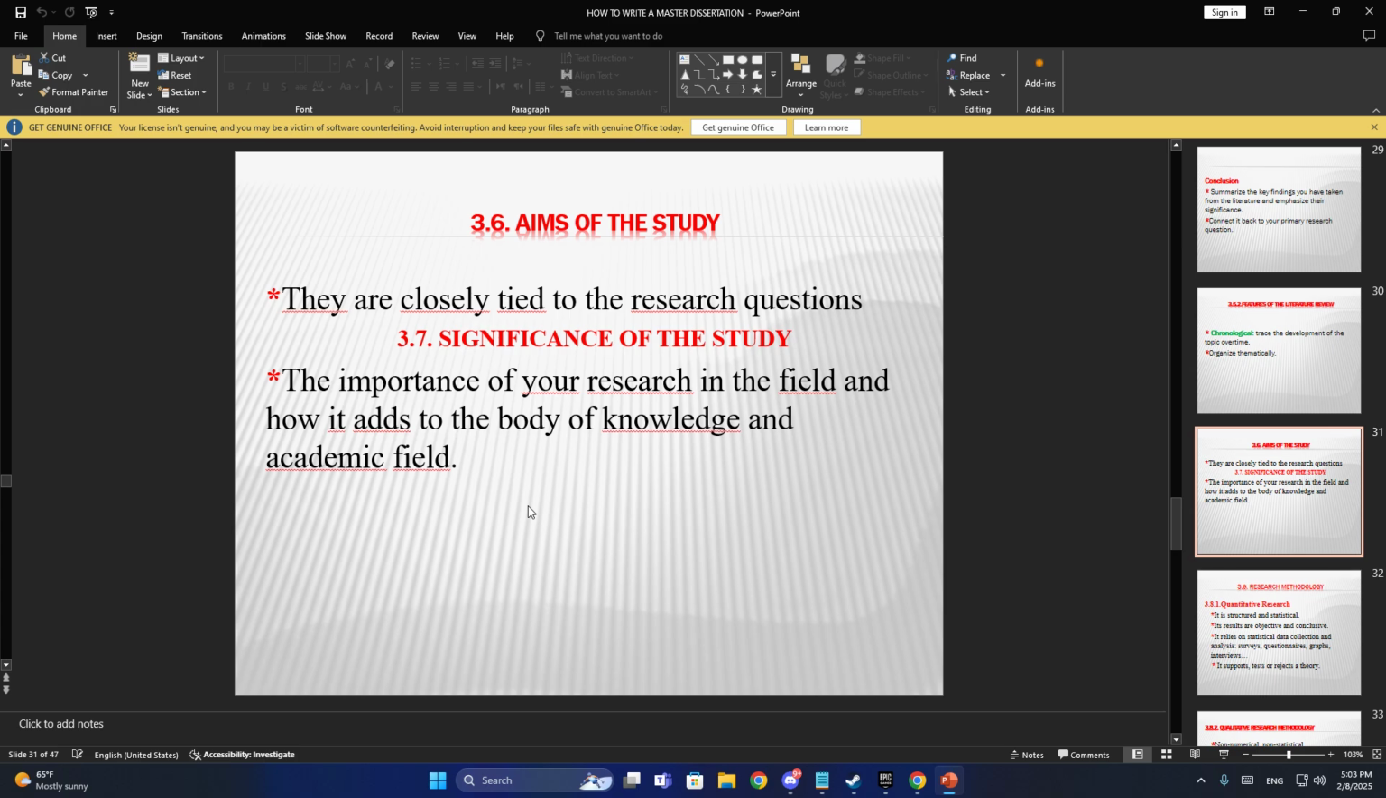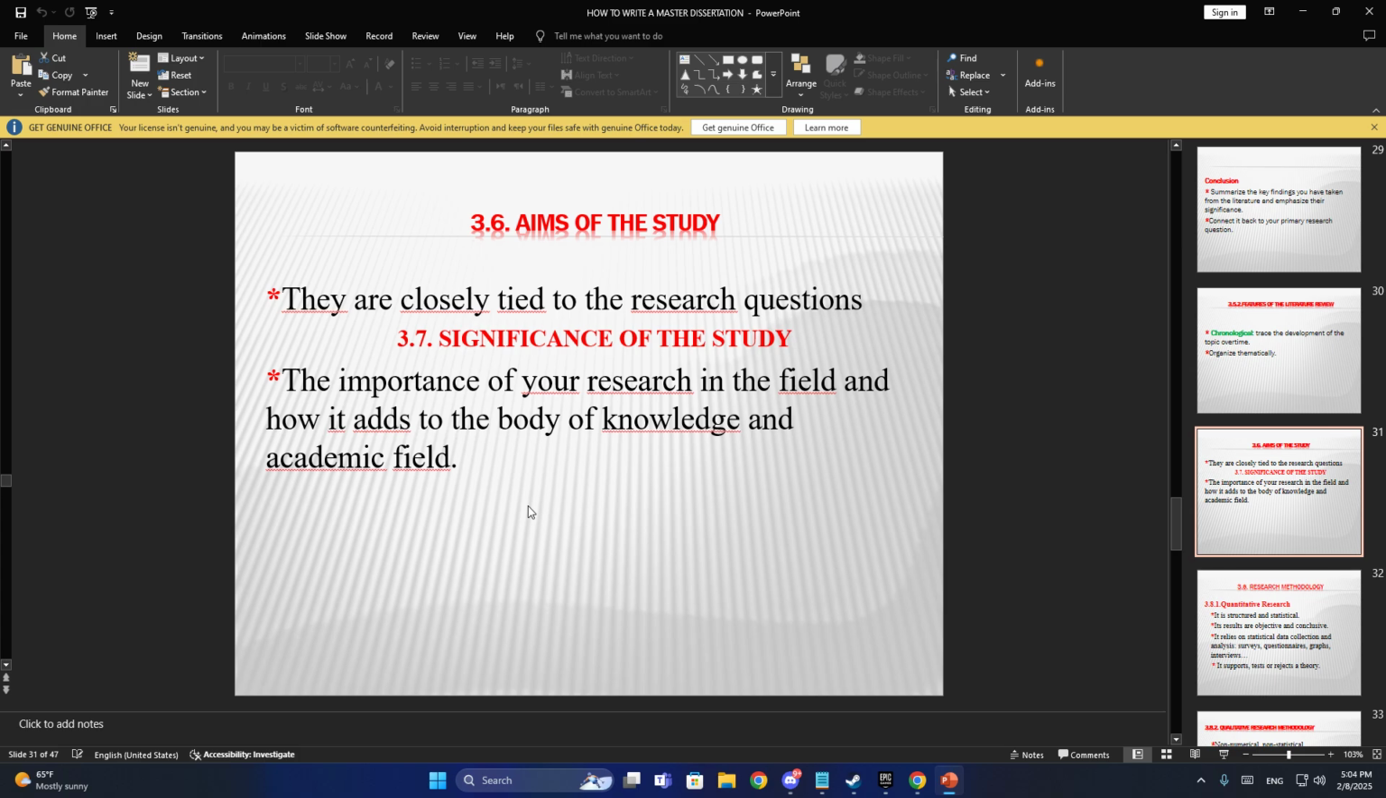The next element is the significance of the study. The aim of the study is specific to my research, to the questions that I would like to answer through this dissertation. For the significance of the study, here I go broader. I am going to state the importance of my research in the field of knowledge and how it adds to the body of knowledge and the academic field.